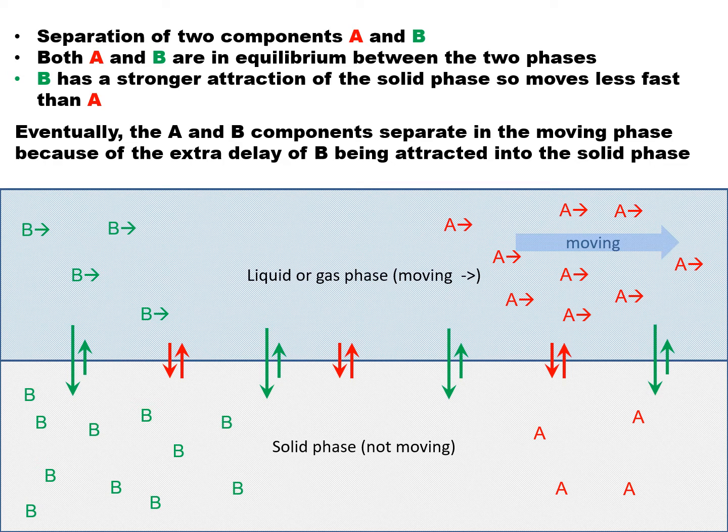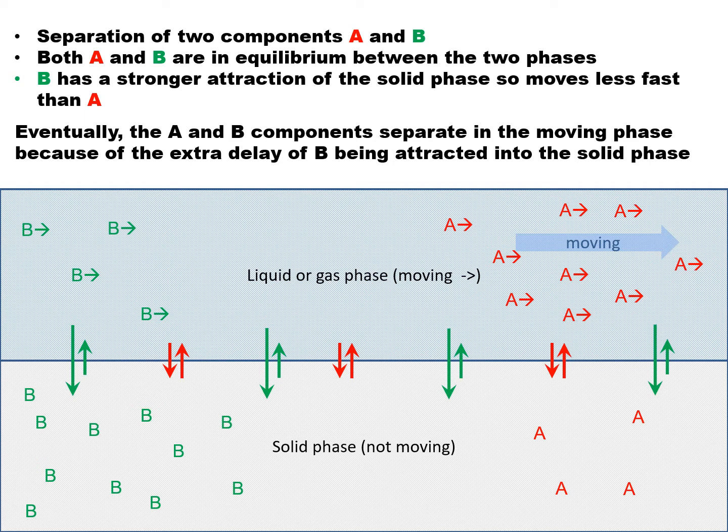So consider the two samples A and B in a mixture. A and B are a mixture of compounds, each of which is an independent compound, and when we dissolve them, they will be in an equilibrium.